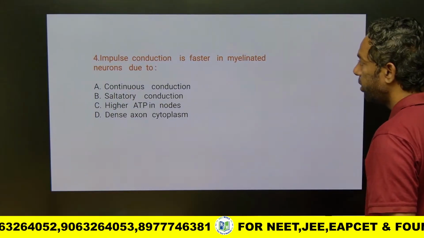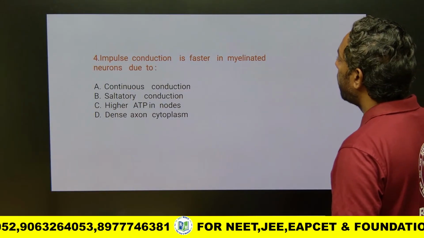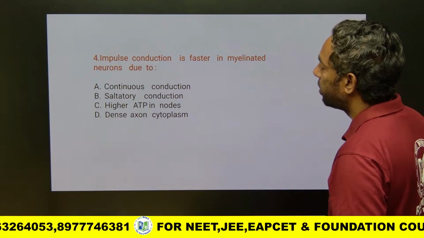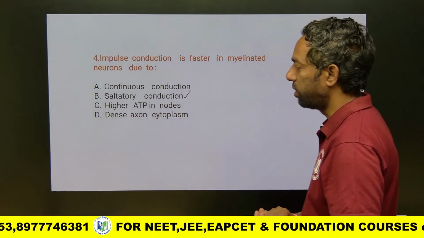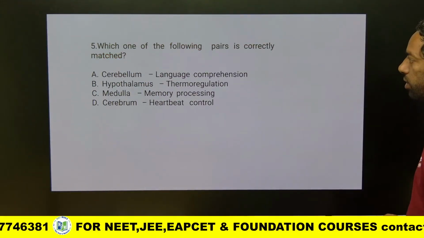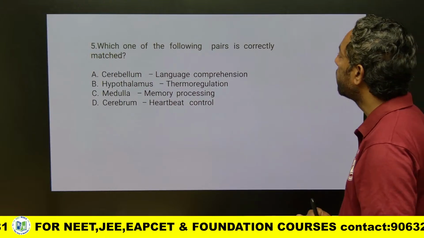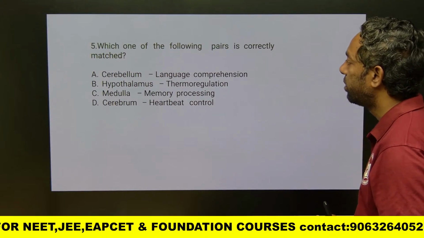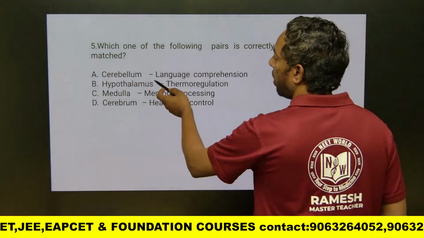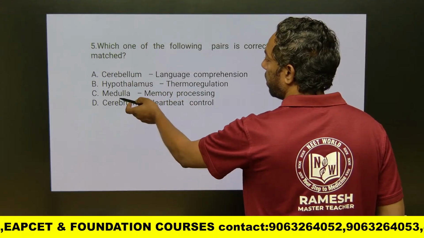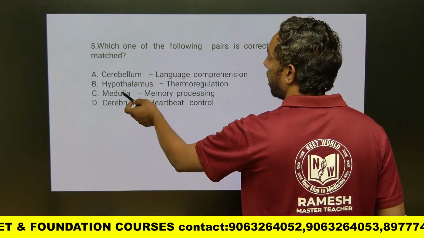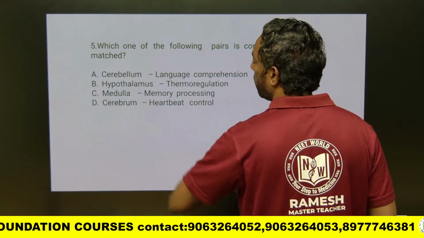Next question. Impulse conduction is faster in myelinated neurons. Of course, saltatory conduction. Which one of the following pairs is correctly matched? Cerebellum, hypothalamus, medulla and cerebrum.